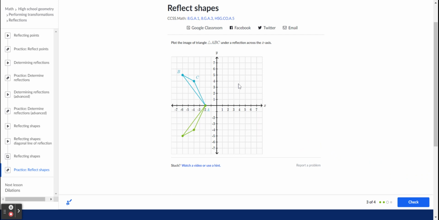So with reflections, it's a rigid transformation, which means your preimage and your image are congruent. They're going to be identical. The orientation is just going to be mirrors of each other because that's what a reflection is, like a reflection in a mirror. I will see you next time.